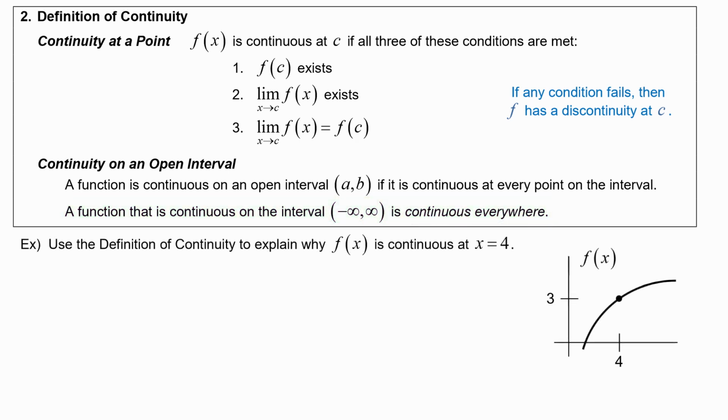In this example, use the definition of continuity to explain why f of x is continuous at x equals 4. So we are talking about a single point here. So that means we have to show that all three of those conditions are satisfied at x equals 4, and then we can conclude that f is continuous at 4. So now we walk through the 3 steps. First up, we have to look at f of 4.